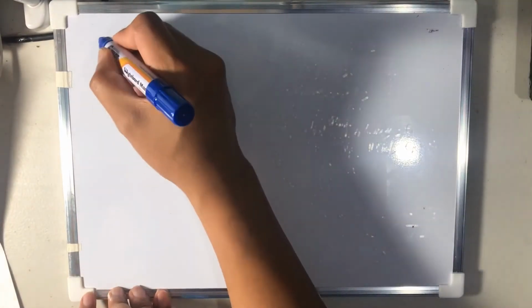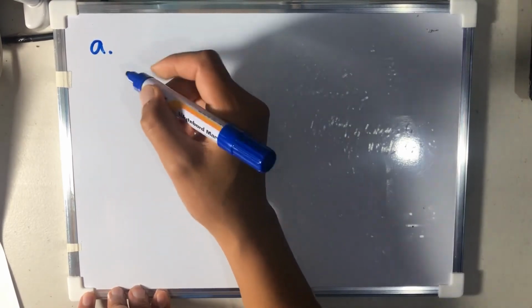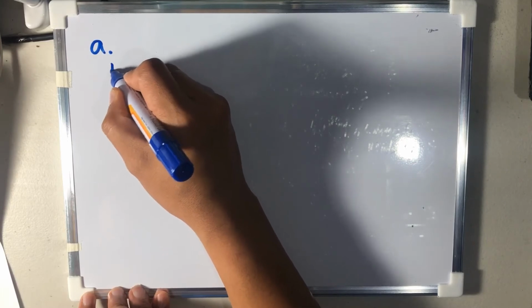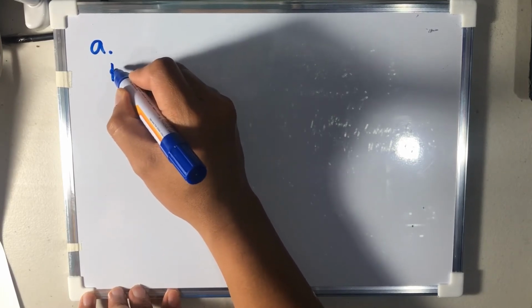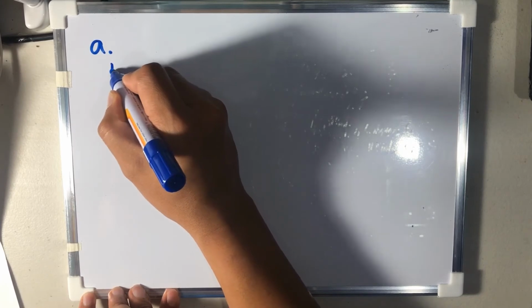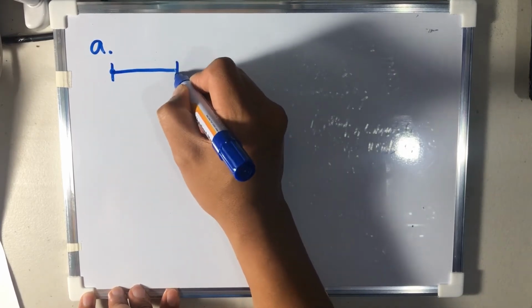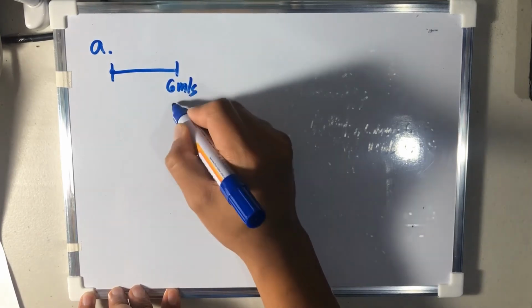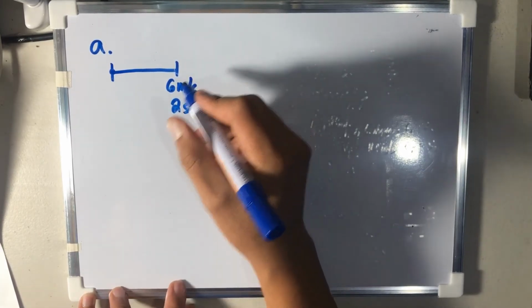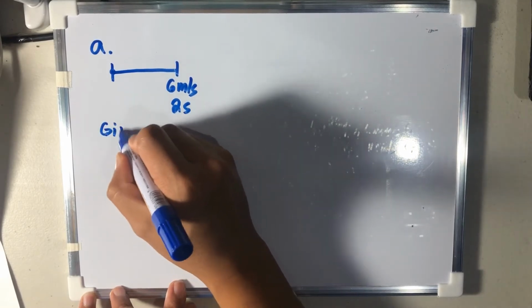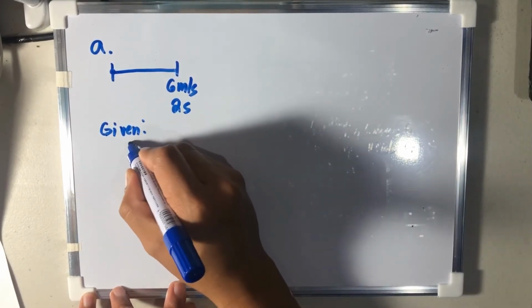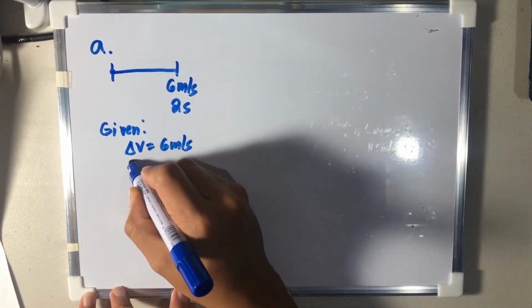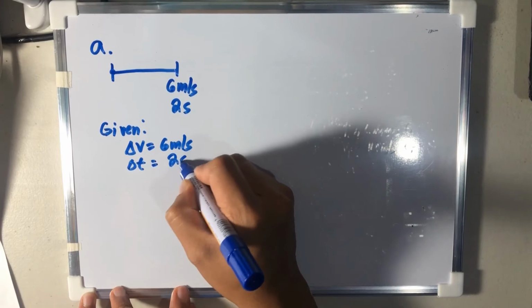Let us now solve problem A of the problem. We know that the event started from rest, so any quantity at rest will be equivalent to 0. And then, under this problem, she gained a speed of 6 meters per second at the end of 2 seconds. So the given will be the change in velocity is 6 meters per second, and then the change in time is equal to 2 seconds.